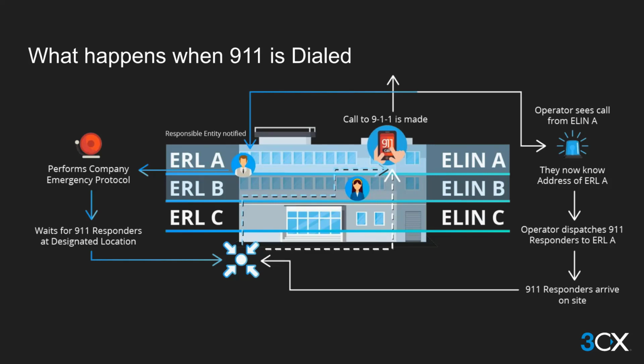They will then dispatch the emergency responder personnel to the ERL from which the emergency number was dialed from. At the same time, when 911 was called, the responsible entity within the organization will be notified, who will initiate the predetermined company emergency protocol. They will wait for the emergency responders to arrive at the designated location. The emergency responder personnel will be taken to the person needing the emergency care.